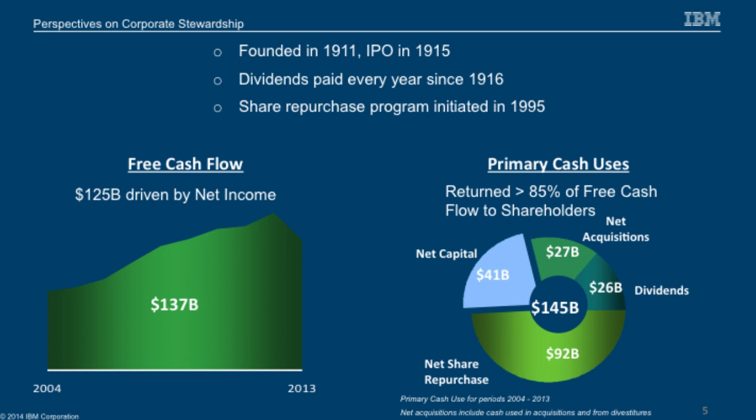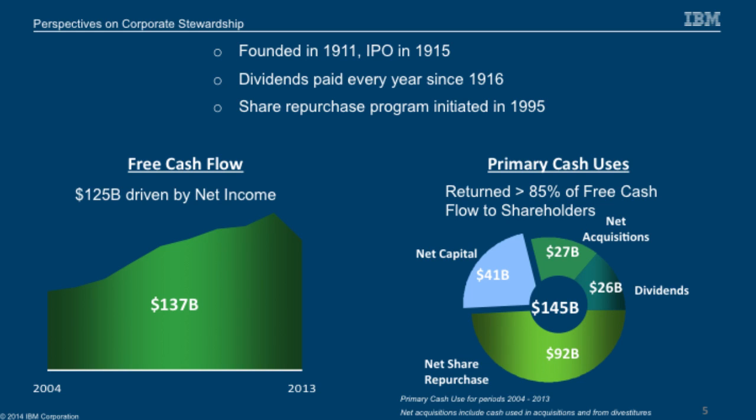So the data is here over the last 10 years. In total, we've generated $137 billion of free cash flow. $125 billion of that has come from just the net income equation. The other 12 is roughly from a slightly more efficient balance sheet and slightly better operational performance, but basically net income drives it, with a little bit of efficiency out of the balance sheet.